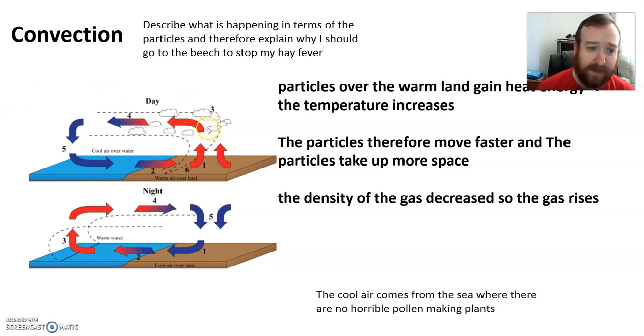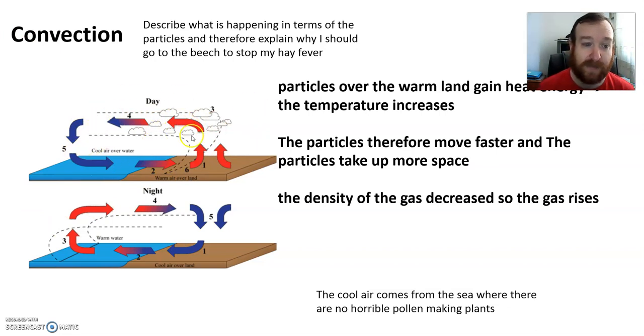Okay? And then it can carry on going around. So that's where I finished my little description, but it carries on going around. As it's moving around in this cycle, it starts to lose heat energy. Therefore, the temperature drops. The particles are moving slower. If the particles are moving slower, they will take up less space. So the gas becomes more dense and therefore sinks. And it sets up this convection current.